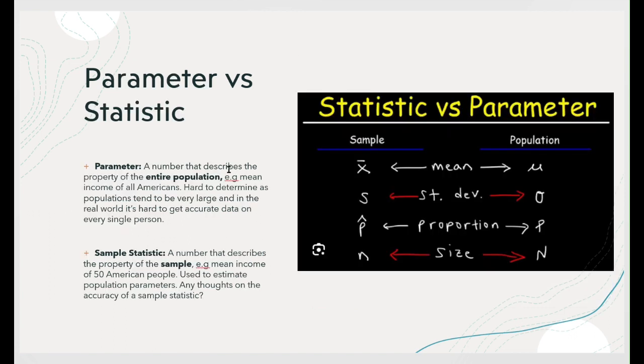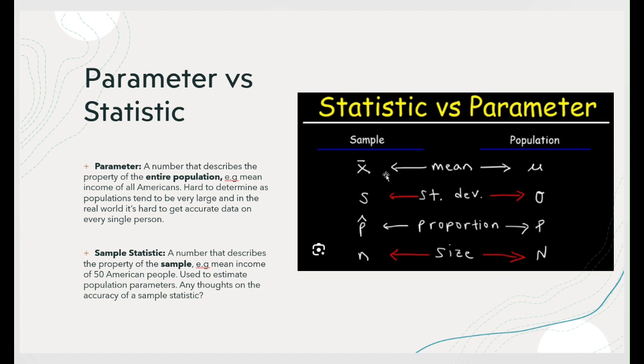Now, moving on, we have parameters and statistics. Basically, a parameter is something that describes a certain aspect of the entire population. For example, the average height of every single human being, which we could also say is the mean height of the whole population. So this mean is basically a parameter. It's something that's describing the property of the whole population, right?